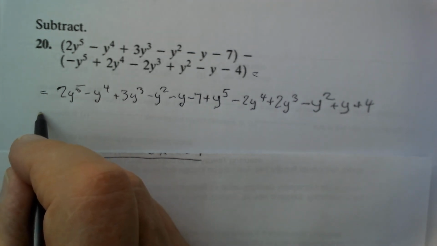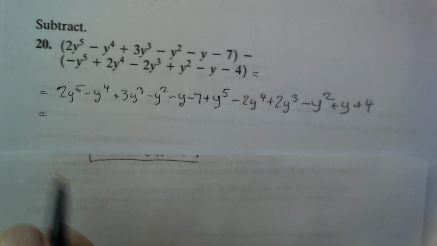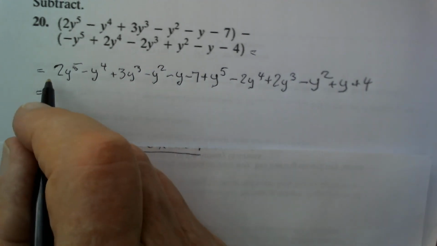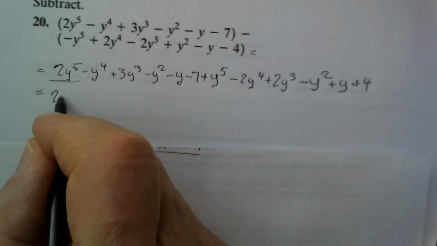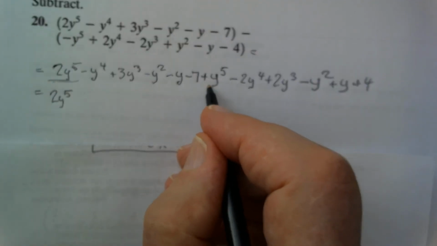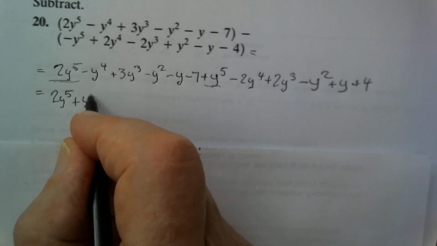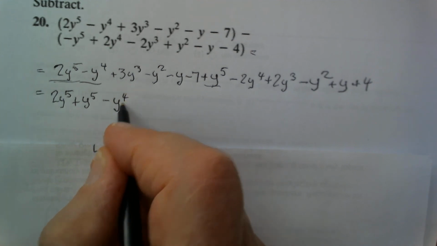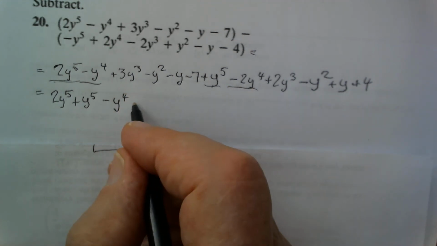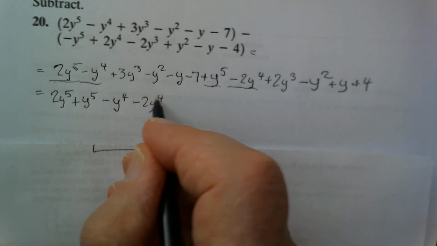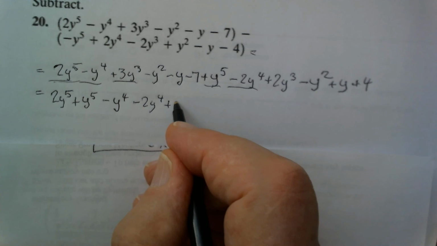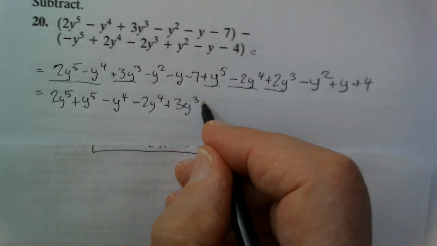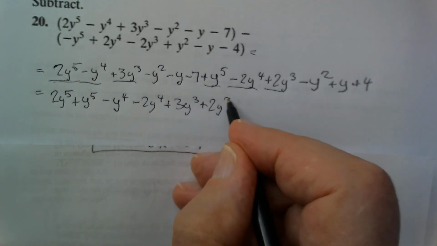So now we're in a position to combine like terms. Again, let's take one intermediate step to put the like terms next to each other. So there's a 2y to the 5th, and there's another y to the 5th, plus y to the 5th. And there's a minus y to the 4th, and there's a minus 2y to the 4th. And there's a 3y to the 3rd, plus 3y to the 3rd, and there's another 2y to the 3rd.